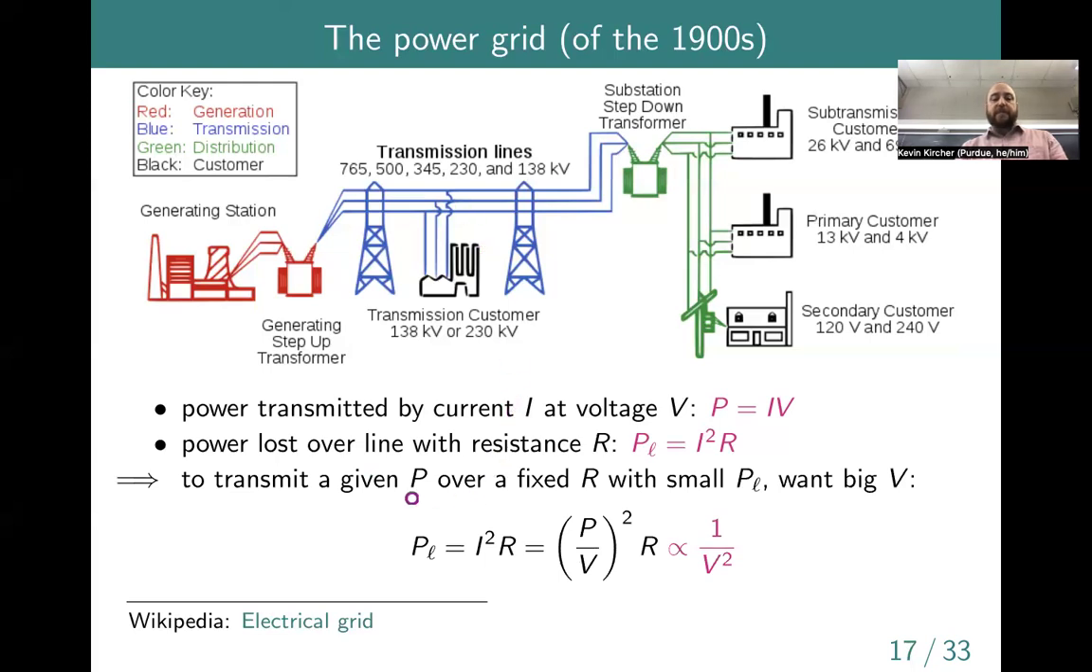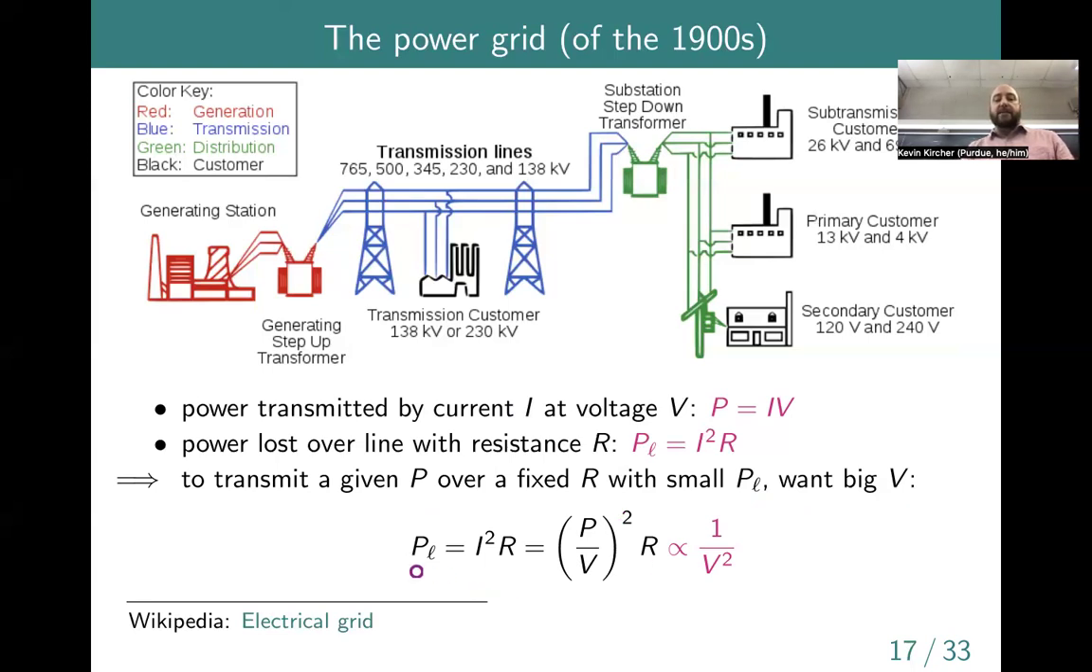So if we do a little bit of math, we assume that we're trying to transmit a given power P, so call it 100 megawatts or something like that, over a big power line. And the materials that make up the line, we'll say, are fixed. So it's going to be some copper, some aluminum, something like that. And we don't really have control over the resistance of the lines. And we want to minimize the power loss, this P_L term. So in order to do that, we want the voltage V to be very high.